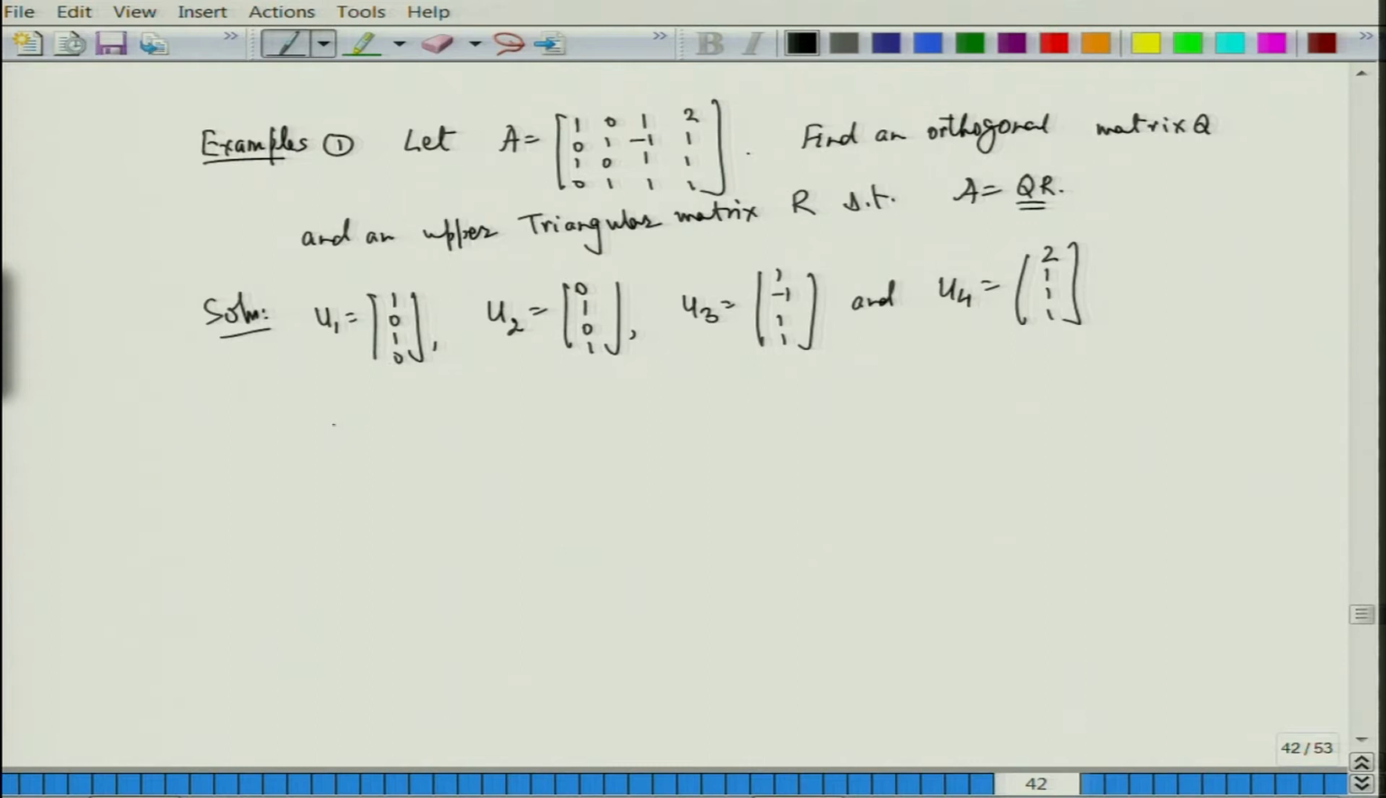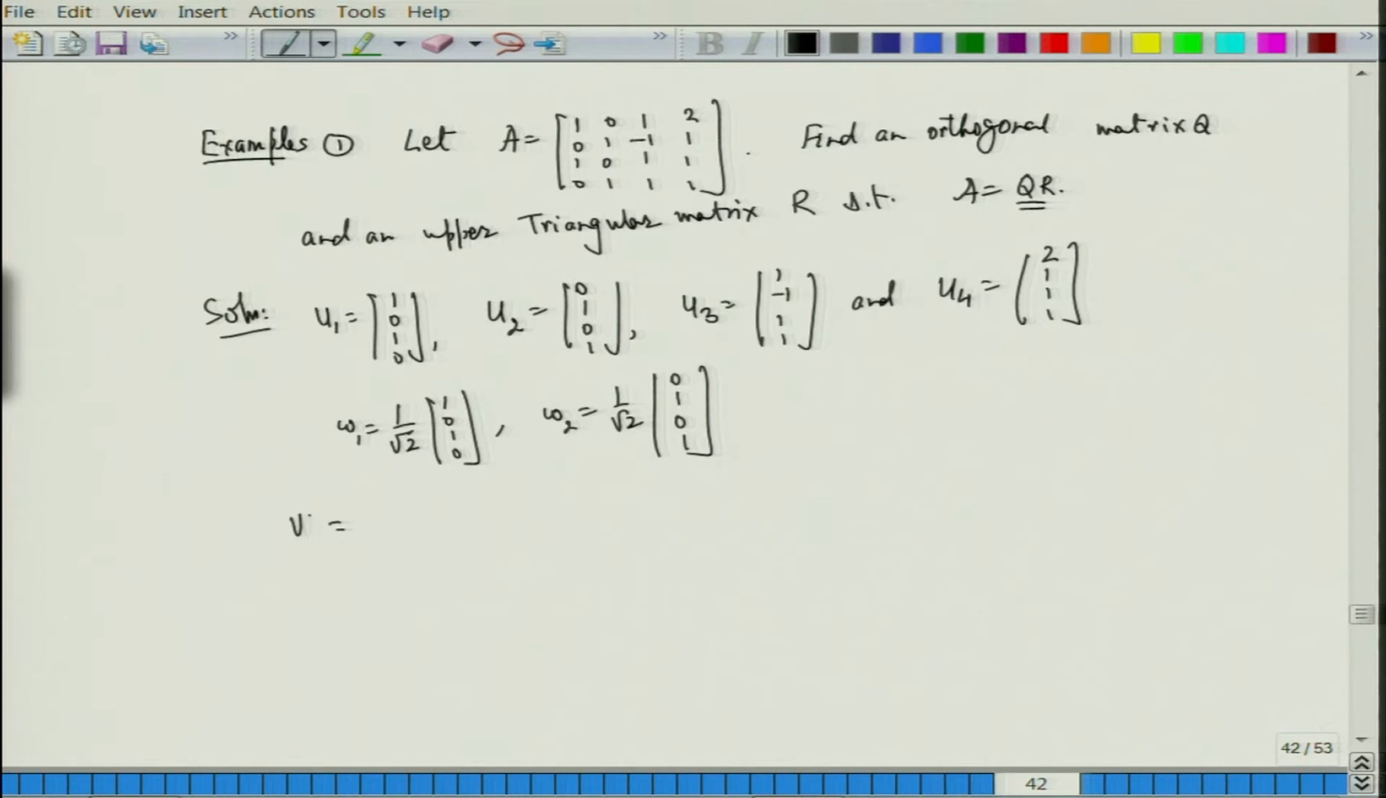So from here I get W1 as 1 upon root 2 times 1 0 1 0. What about W2? Look at U2: the inner product between U1 and U2 is already 0. So W2 is equal to 1 upon root 2 times the same kind of vector, 0 1 0 1. If I look at U3, then U3 is already perpendicular to U2. You look at this, minus 1 times 1 plus 1 times 1, that is 0. But anyway I have to compute V3, so let me compute it.